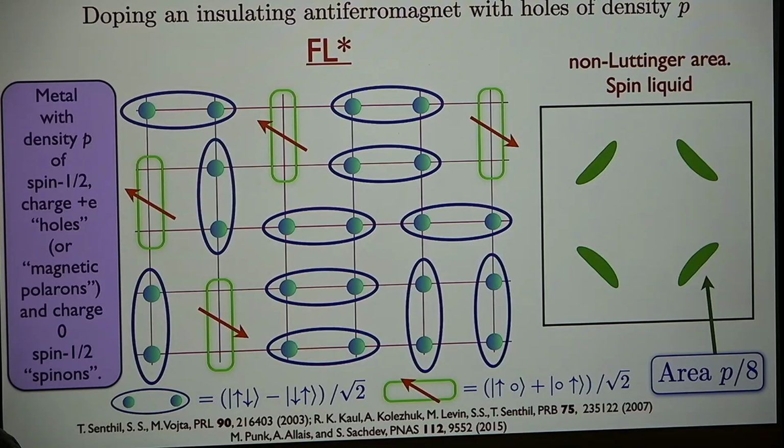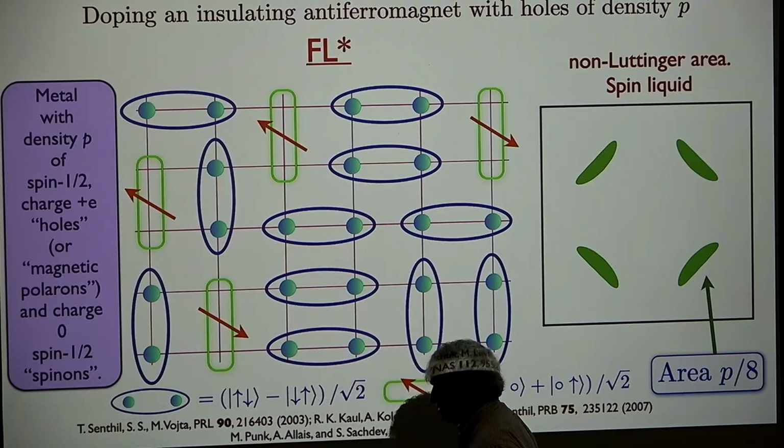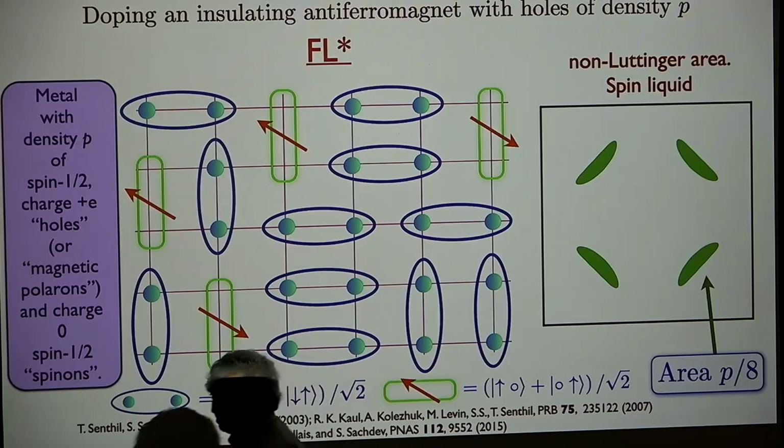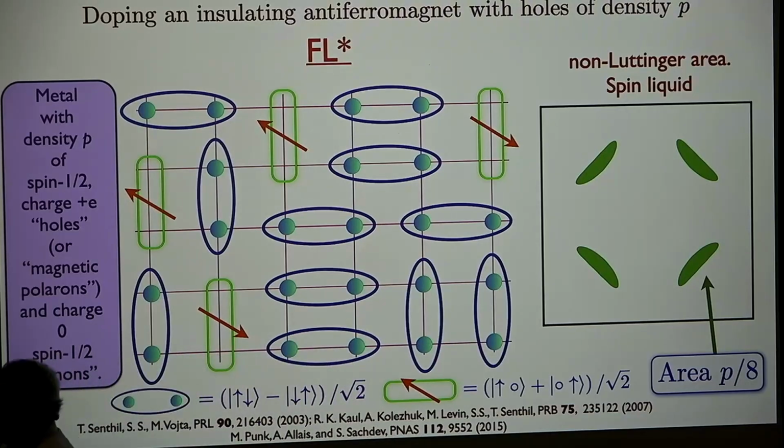But this is not the Fermi liquid. I'm saying this one is FL star, but if instead you had a confinement transition of the gauge field, that would return to the Fermi liquid originally. Yeah, so that's a much more difficult transition to describe. I don't know how to describe it in these pictures. In fact, that's the topic of my lecture tomorrow.